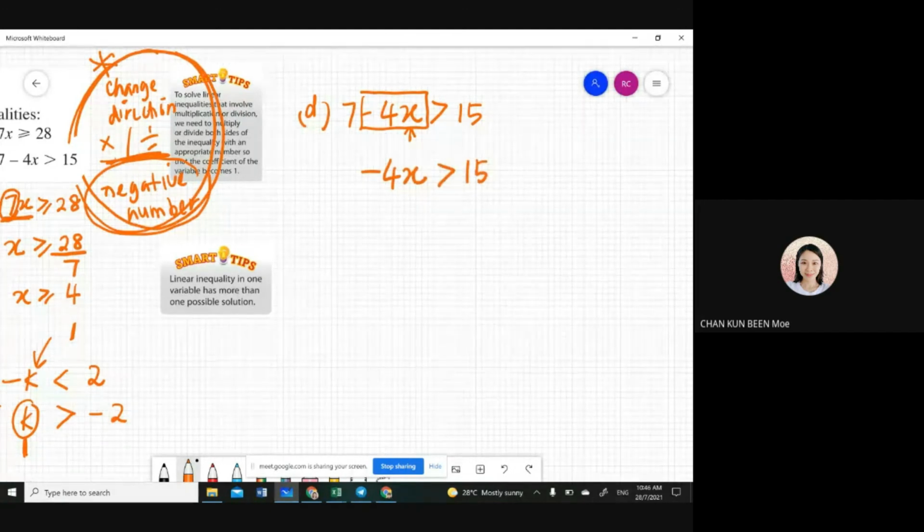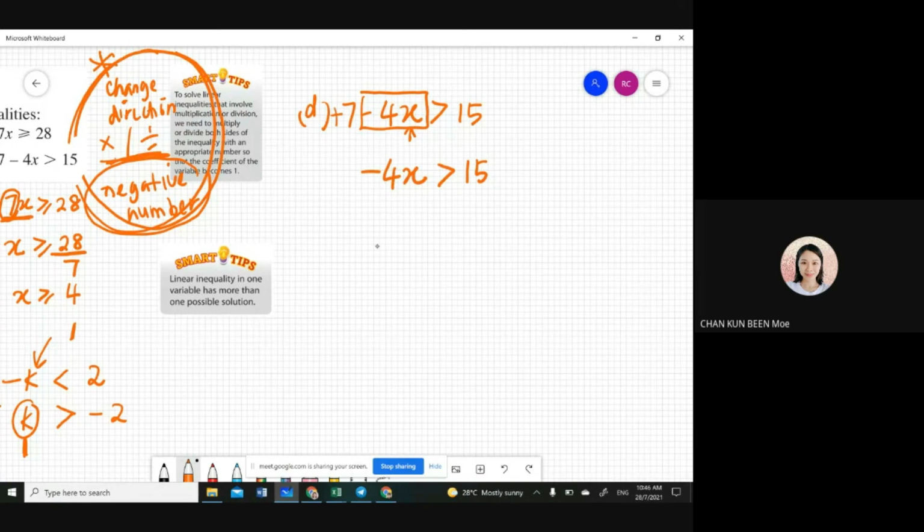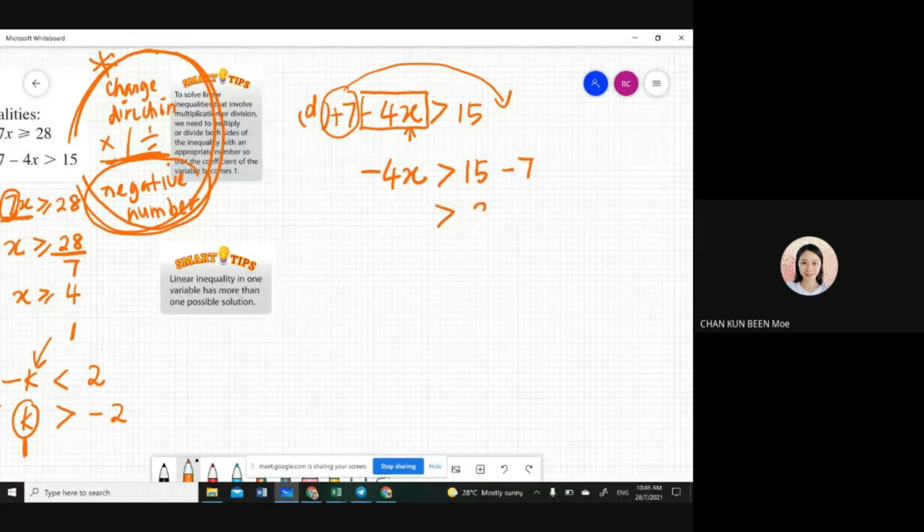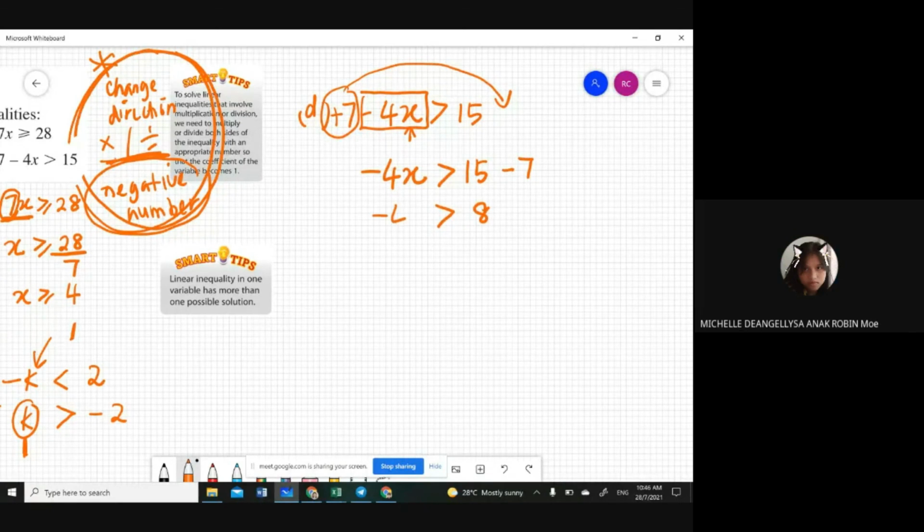Copy down everything. 7 is a positive 7. If I want to move the 7 to the right, it becomes minus 7. How much is 15 minus 7? 8. Very good. So negative 4x is greater than 8.